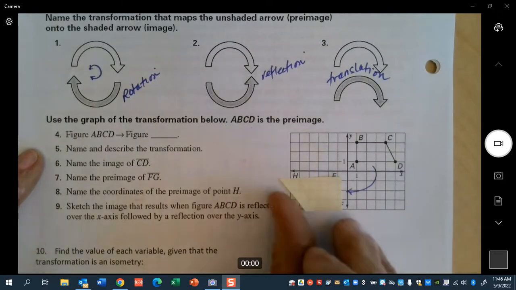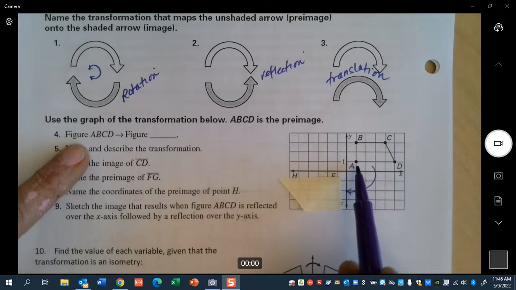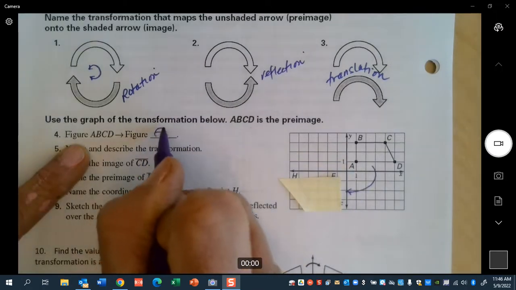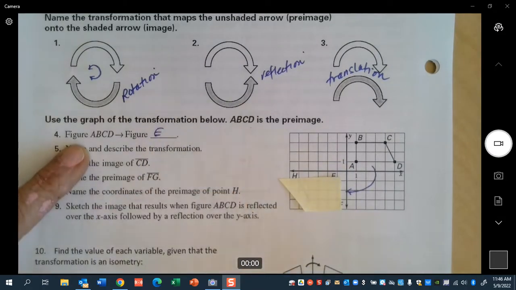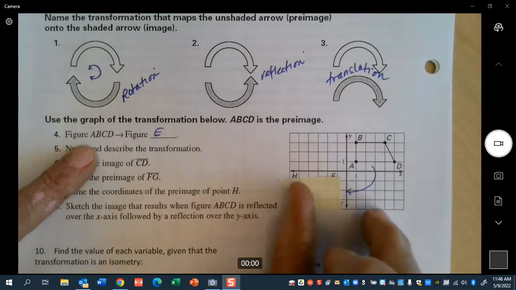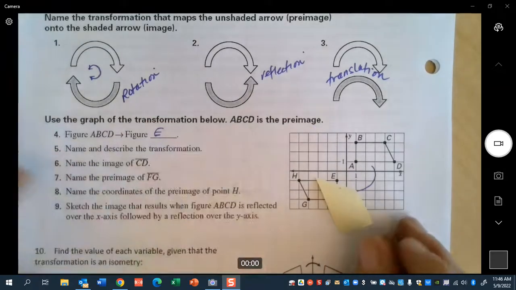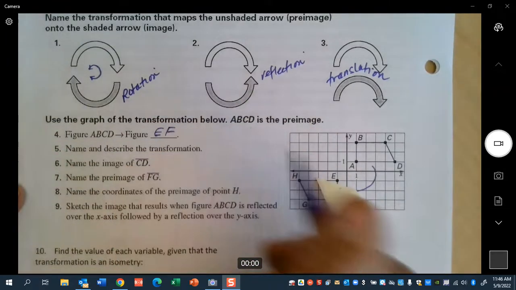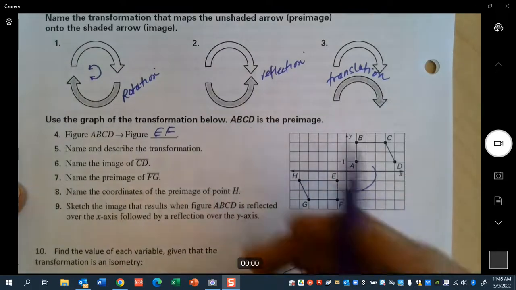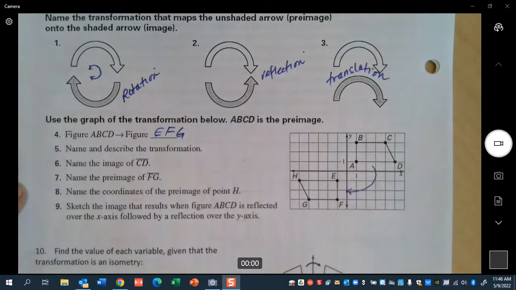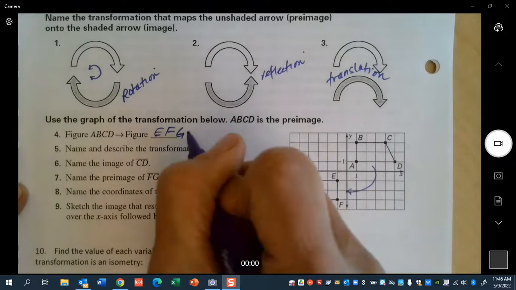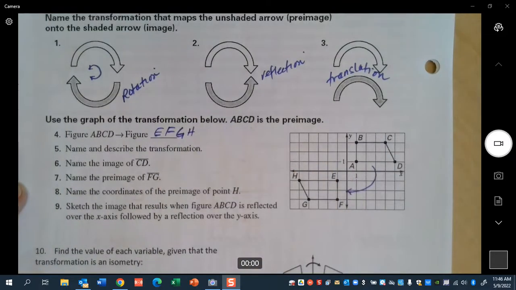But at the end of the day, you know that vertex A corresponds with vertex E, and B corresponds with F, and C corresponds with G, and D corresponds with H. You okay with that? Yeah.